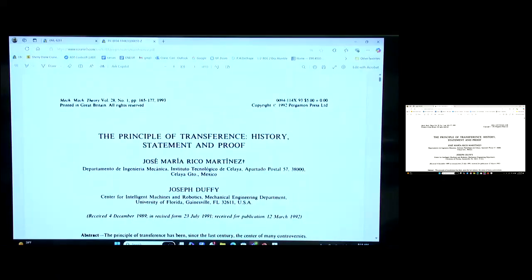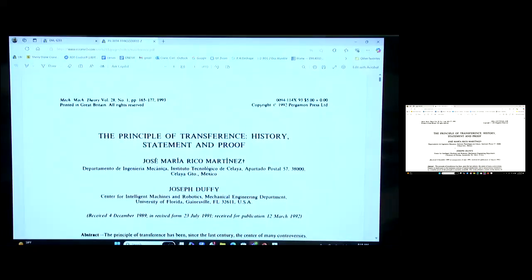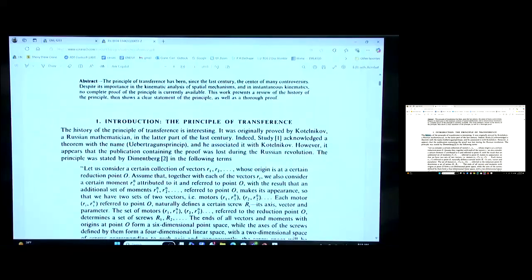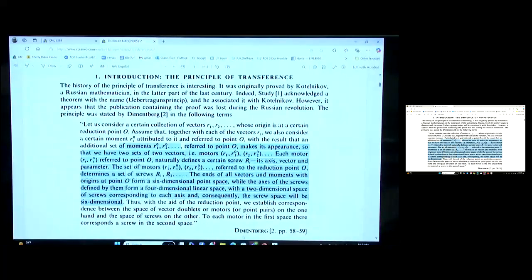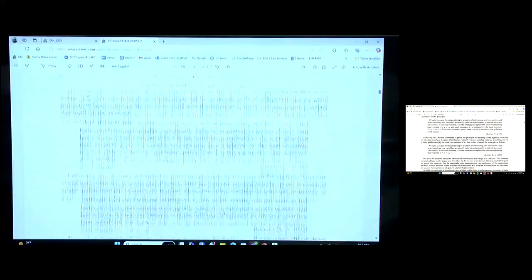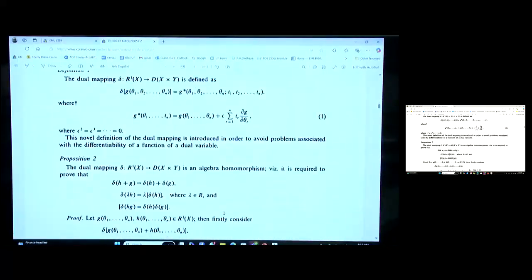So what they did is they went back to Kotelnikov's paper and tried to present it in English. And how many pages do we have here? 13 pages of fun. Let's see, the history of the principle is interesting. It was originally proven by Kotelnikov in the latter part of the last century. Indeed, Study acknowledged the theorem, and he associated it with Kotelnikov. It appears the publication was lost during the Russian Revolution, and the principle was stated by Dimentberg. So these are all the gods of kinematics. And then here's something out of Dimentberg's paper. So they go on and on and on, and it's a pretty hard read.